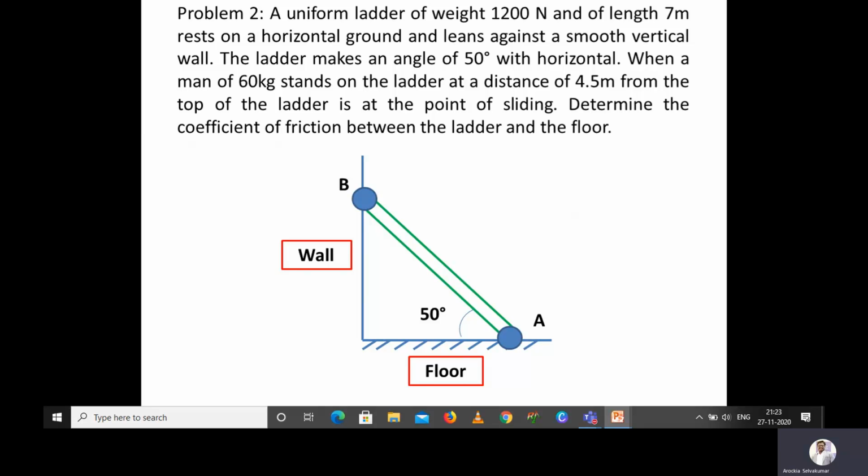So important thing, again I will repeat. The point of sliding is important. So it is impending motion. You can use the equilibrium equation. The second one is it's a smooth vertical wall. So the frictional resistance at point B will be equal to 0. You will have only normal reaction at point B.